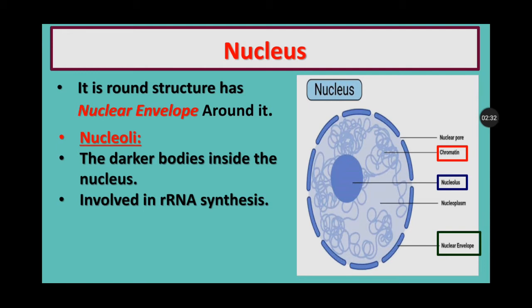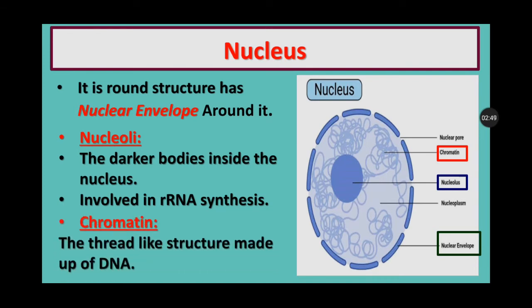involved in ribosomal RNA synthesis. This ribosomal RNA synthesis happens in the nucleolus, and when it is synthesized, it will move out into the cytoplasm, where it will combine with proteins and make a ribosome. Now, inside the nucleus, inside the nuclear envelope, you can see that there are thread-like structures.